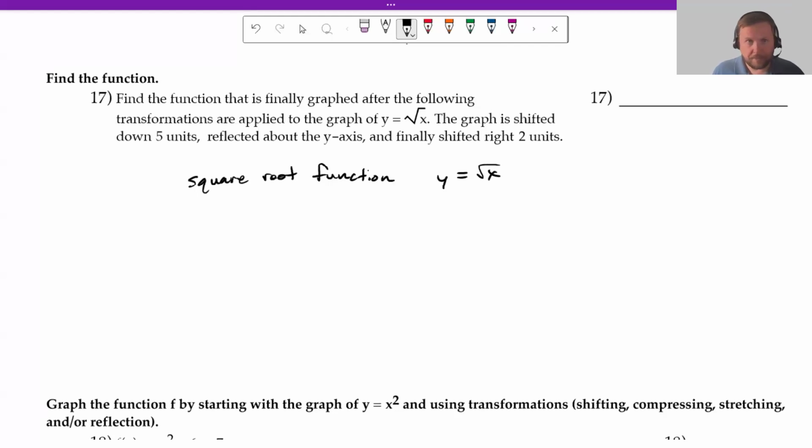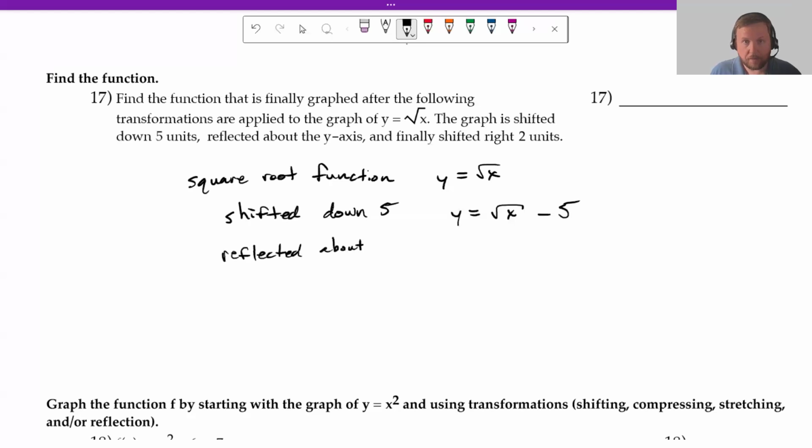And then it says shifted down 5. So then we'll have y equals the square root of x, and then minus 5, and that minus 5 is outside of the square root. And then it says reflected about the y-axis. So to do a y-axis reflection, you flip the sign on the x inside.